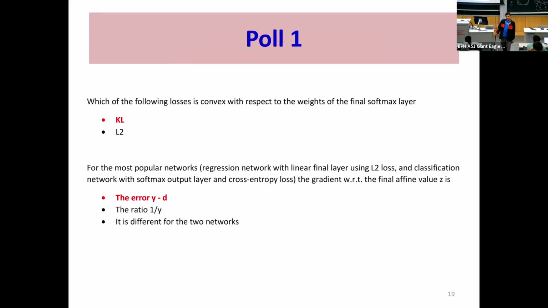Any questions? Can you show one more time why, if we know that we're convex with respect to Z, we're convex with respect to W? Okay, because Z is W times the layer before. Z is Wn times Yn minus 1, correct? So if it's convex with respect to Z, it's just a linear transform.